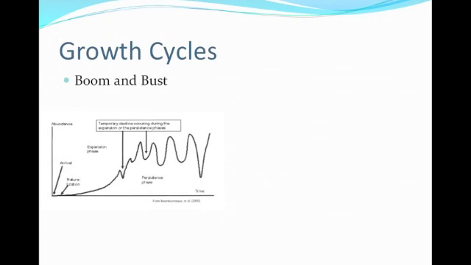A boom and bust cycle, as you see, booms, growing exponentially, and then busts, dying quickly. And then it booms, and then it busts. So it's not based off of any other populations. It's just the fact that it's growing too fast, and then there are no more resources, so it dies.